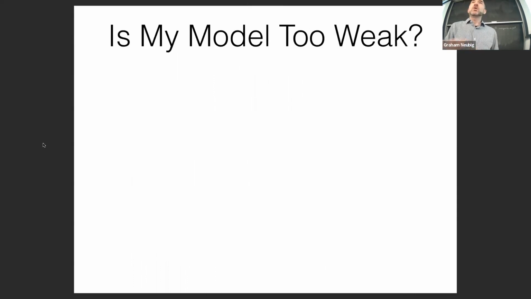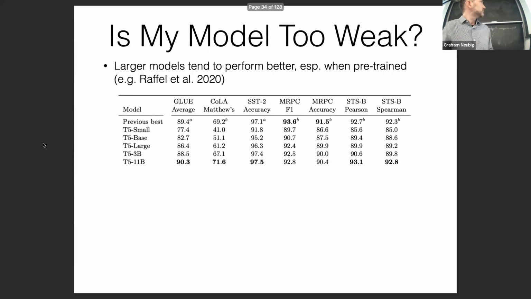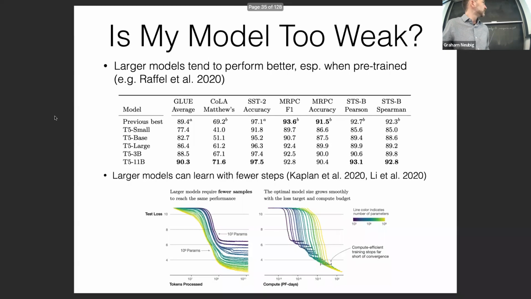What could the problems be? One problem could be that your model is too weak to solve the task. This is particularly the case if it's overfitting on a small data set, but not overfitting on a large data set. And one very salient trait of NLP nowadays is that larger models tend to perform quite a bit better, even with respect to generalization. But especially with respect to memorizing the training data. So if you're not able to memorize the training data, maybe your model just needs to be bigger. Another interesting thing is that larger models can learn with fewer steps.